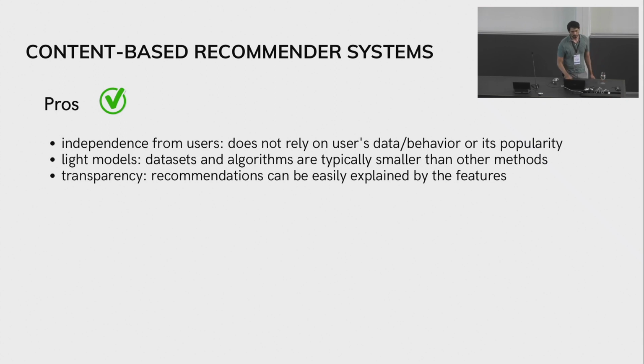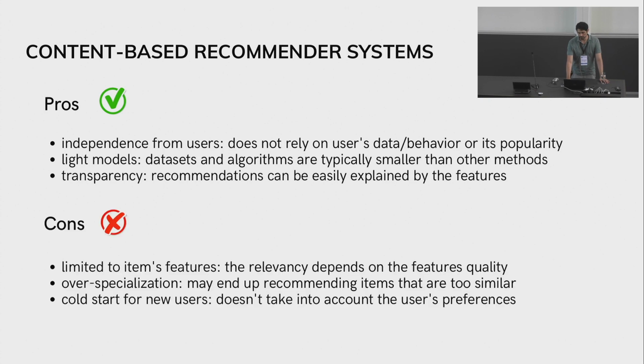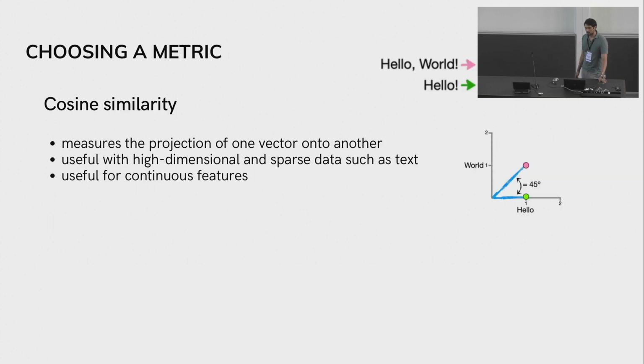What else? It's transparent because recommendations can be easily explained by features, but the con is that it's limited to the items' features. If they are not high-quality features, then the relevancy may not be so good. And also, if you have a cluster-like structure in your neighbors, you can end up inside a bubble once again. So that's also not very good for getting to know different features or different uses if you're a new user, for instance.